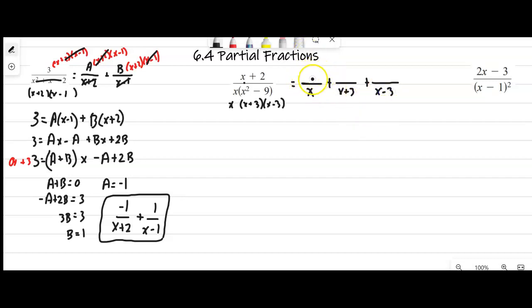Each one of those is a linear factor, so you put an a, b, and a c above them, the constant terms. Then we multiply by our common denominator again, which is x times x plus 3 times x minus 3, and keep doing this to each and every one of these.